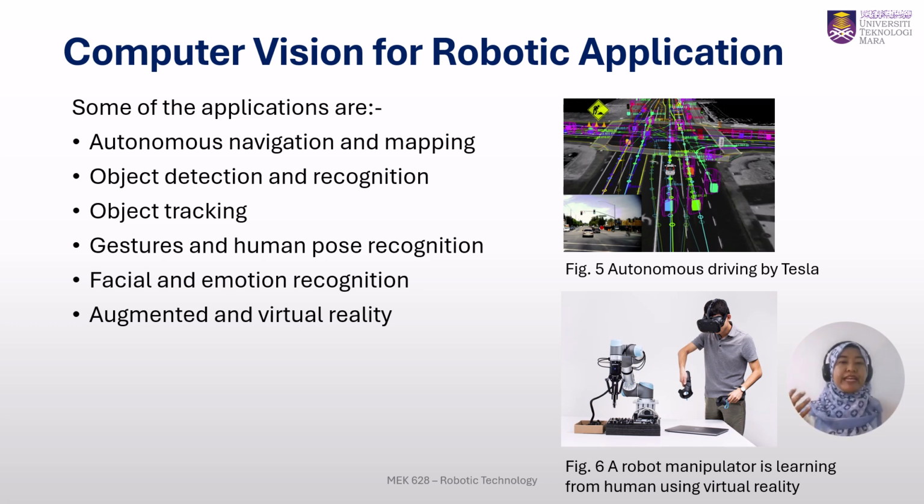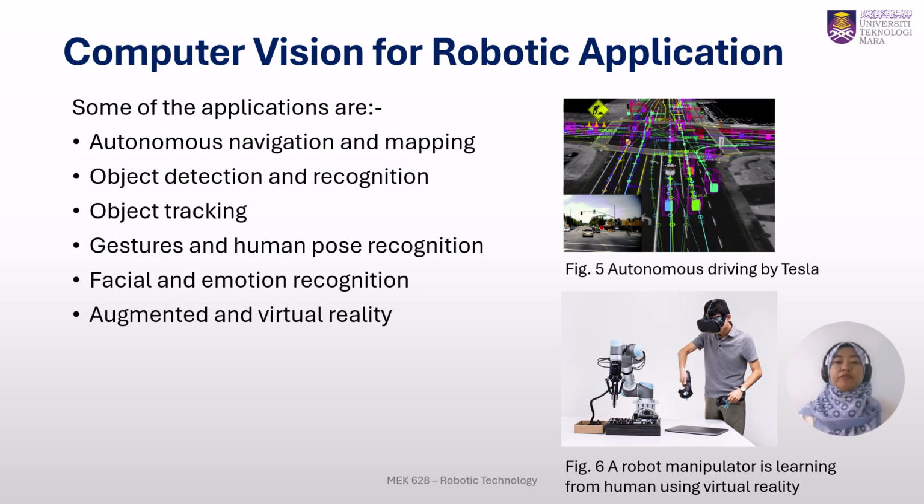So maybe the robot can interpret sign language from the view of the camera vision. And also maybe it is going to be used in facial and emotional recognition for social interaction robots, or maybe in augmented and virtual reality implementation. Okay, so for example, in this figure 6, a robot manipulator is learning from a human using virtual reality.